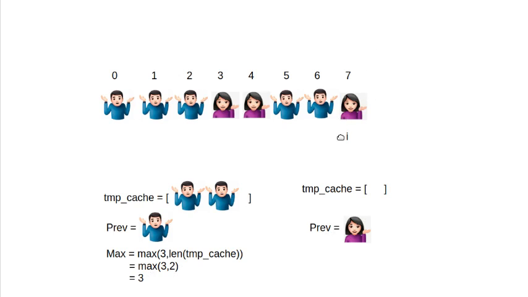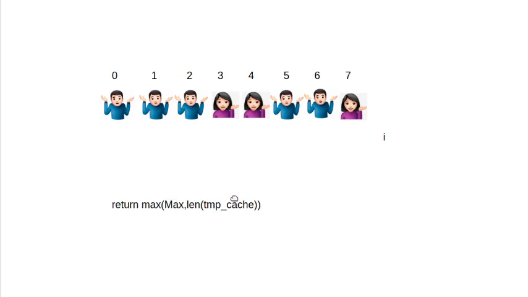So once you hit the end, then we just return the max of the max value or the length of the temporary cache. This is really important because what if we had a male here? In that case, we just return the previous one. So this would be really important. I'll show you later why. So let's get into the program.